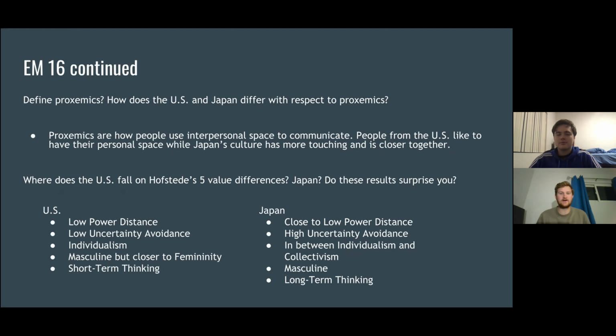Now, Japan, they are close to low power distance, but are also kind of in the middle of being high power distance, while they also do not like to take risks, making them high uncertainty. They are in between individualism and collectivism, and they are more masculine. And Japan, just as a whole, is more long term thinking as a culture. So these results do not surprise me much because I've kind of seen people from Japan and they are not really exactly like our culture in the US.